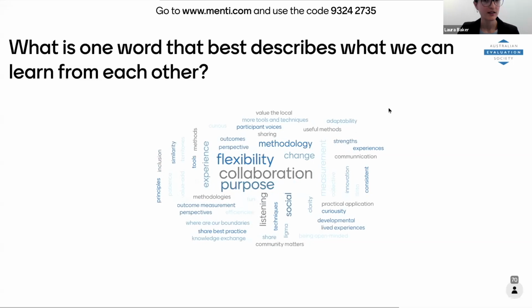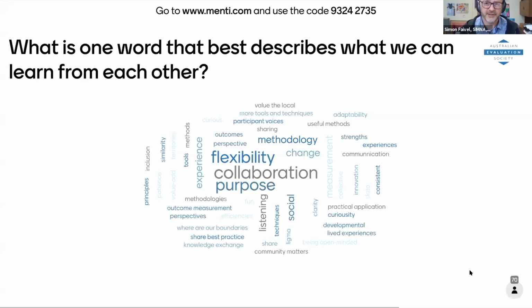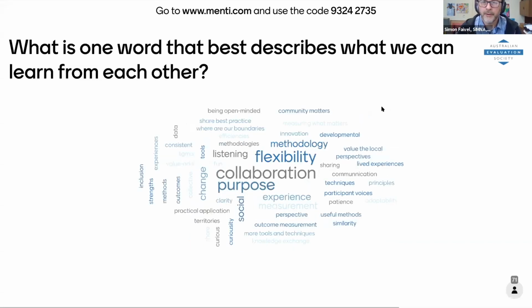Interesting to see flexibility and collaboration at the centre, because it's implied when we are working with others and trying to work out where they're coming from, a different cultural lens, a different way of approaching it. I think it's quite important to be able to have that flexibility and openness to appreciative inquiry, understanding what's going on.